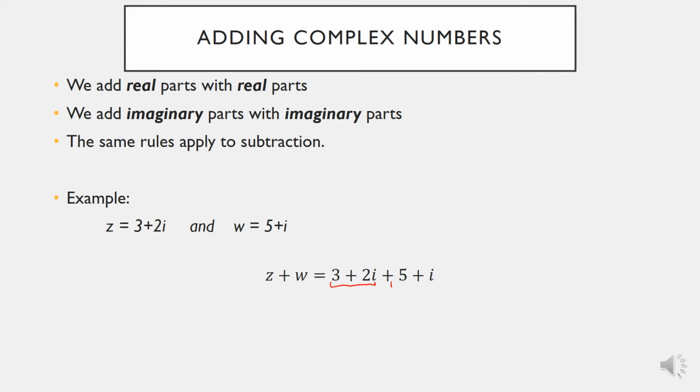So this is Z here, and this is W here, and we can identify that this is a real part, this is an imaginary part, this is a real part, and this is an imaginary part. You can take a moment if you wish to write real beside real. So here we have real and imaginary beside imaginary.